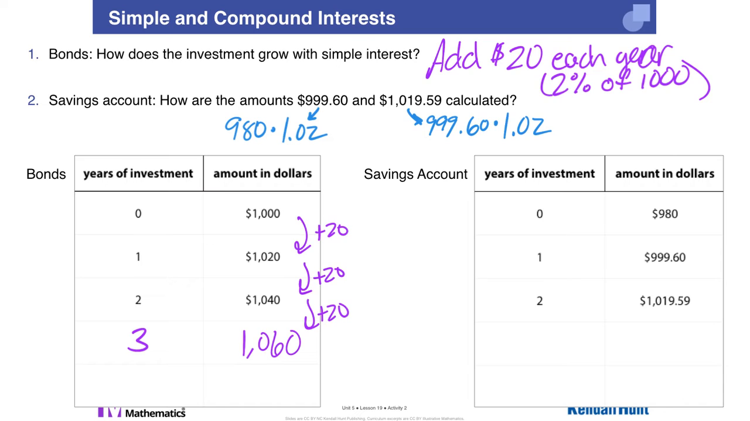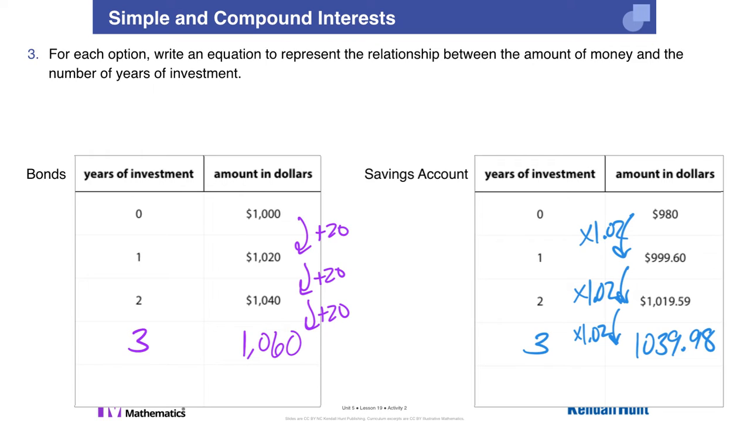In the savings account, it's increasing by 2% interest, but it is a compound interest. So that means they are taking the previous amount and multiplying it by 1.02. There's your 2%. And then to get the next year, they take the previous amount and multiply it by 1.02. So we see this growth factor of 1.02 in our compound interest.